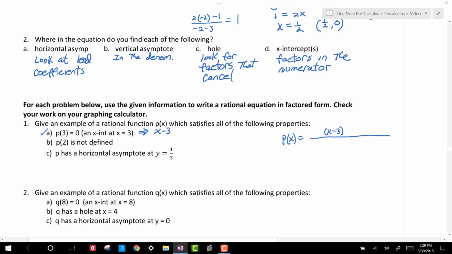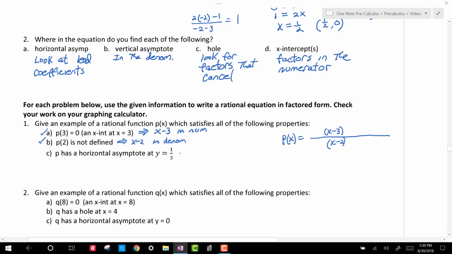P of 2 is not defined. That's the same thing as saying undefined. That means at x equals 2, I am undefined. Well, what does that imply? It implies that I need a factor of x minus 2 in the denominator. My first factor, x minus 3, was in the numerator. So I come over here and I put an x minus 2 in the denominator. That was easy. Done.